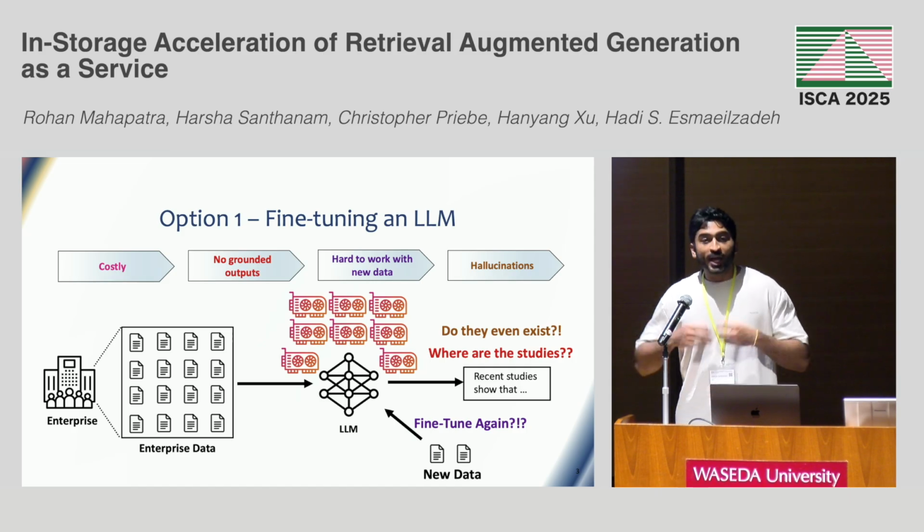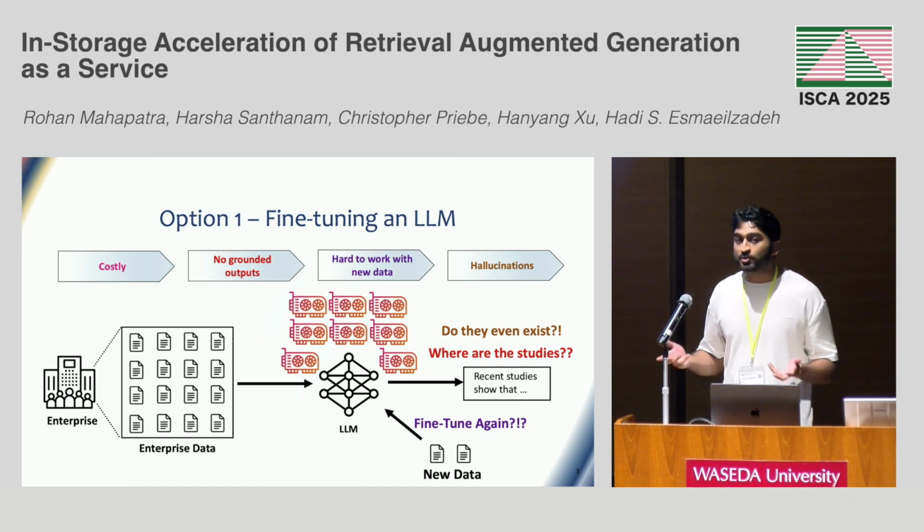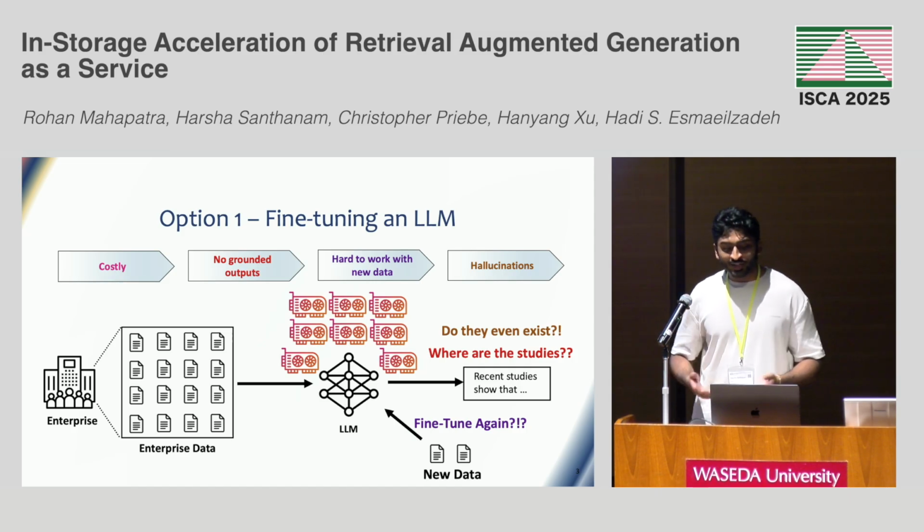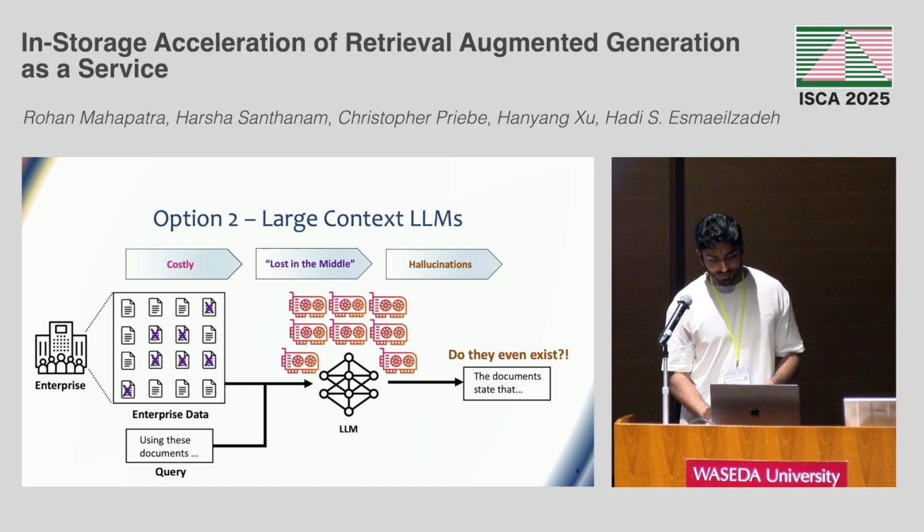In addition, what happens when you have new data? Do you simply fine-tune your model all over again? And finally, you still have hallucinations.